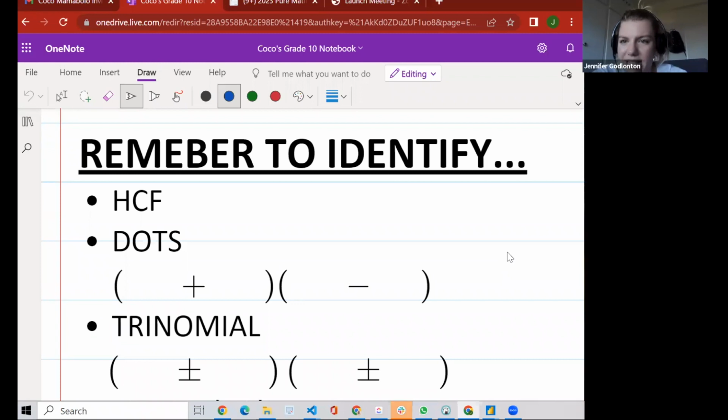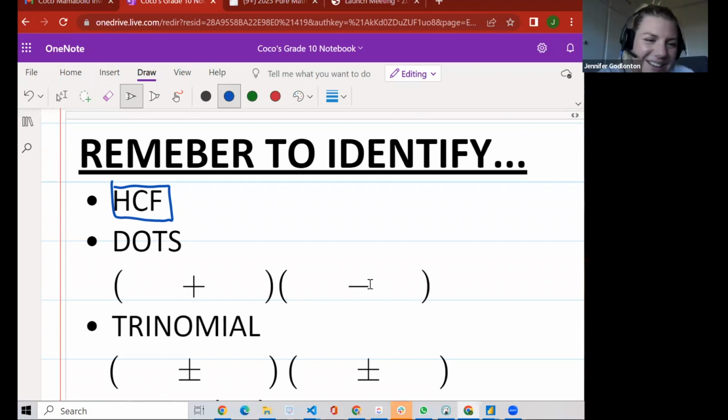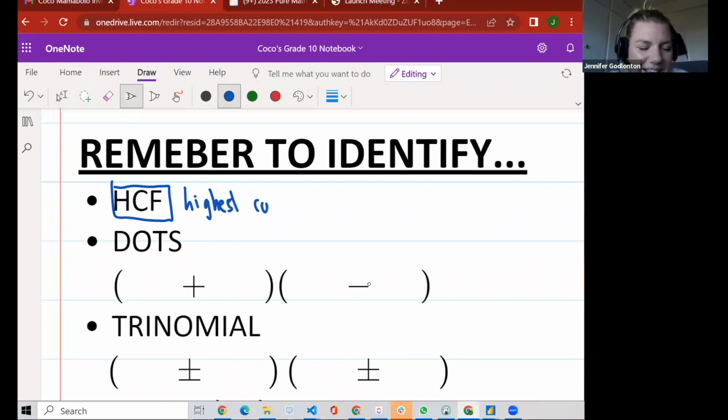So what does HCF stand for when we're talking about factorization? What does this stand for over here? Yes, Madao. What does that stand for? So the HCF stands for highest common. Beautiful. Highest common factor. Perfect.